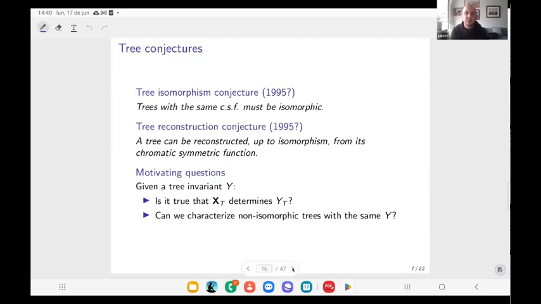Okay, so we are at the 10-minute mark. So if I have another tree invariant, not the chromatic symmetric function, but another, like the chromatic polynomial or the degree sequence, is it true that I can compute this invariant from the knowledge of the chromatic symmetric function, and can we characterize non-isomorphic trees with the same invariant? These are two motivating questions that give us some ideas of whether these conjectures can be true or not.